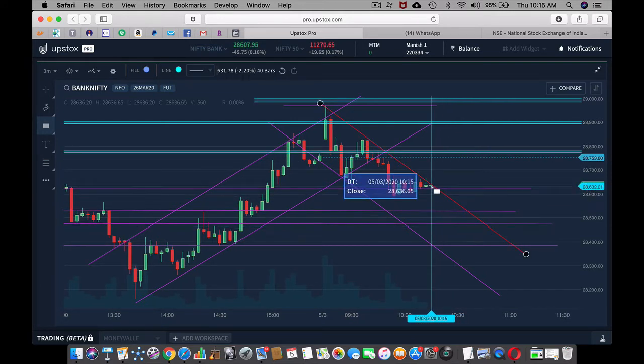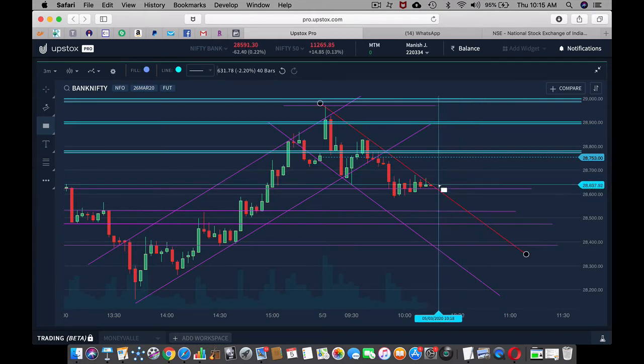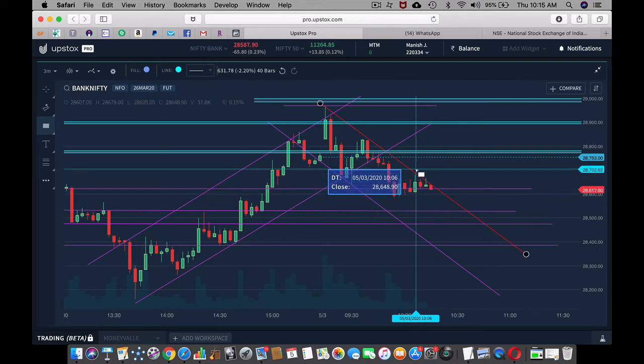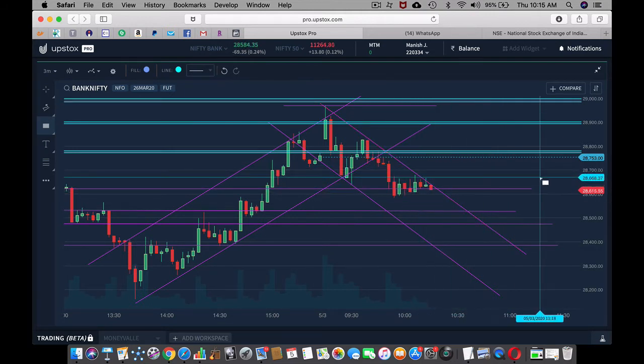Okay, the next candle also created here, the 3 minute candle, and let's have a look where the market is heading towards. And near this point, it's very critical to predict, because this is a very, very important point. So let's have a look where it is going now.